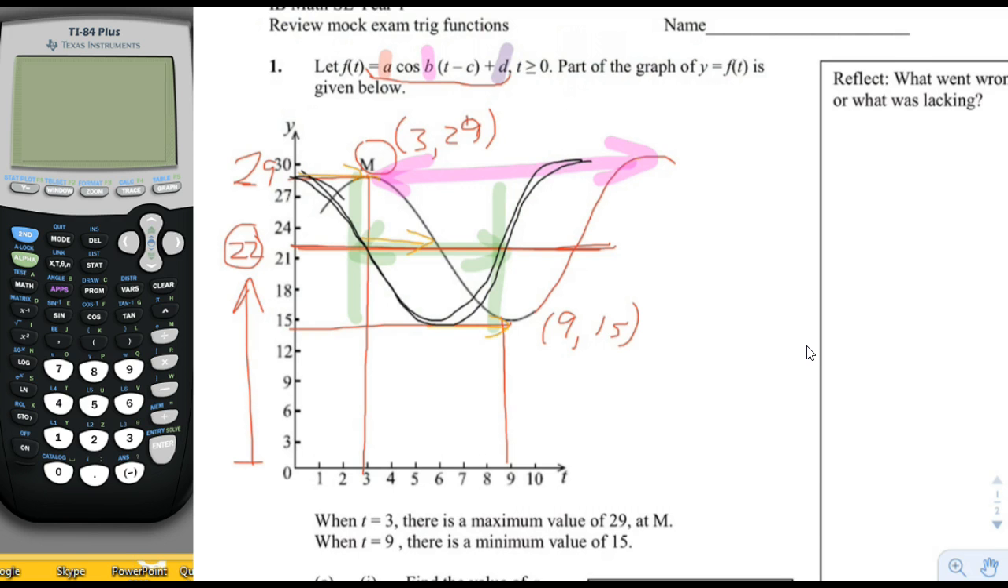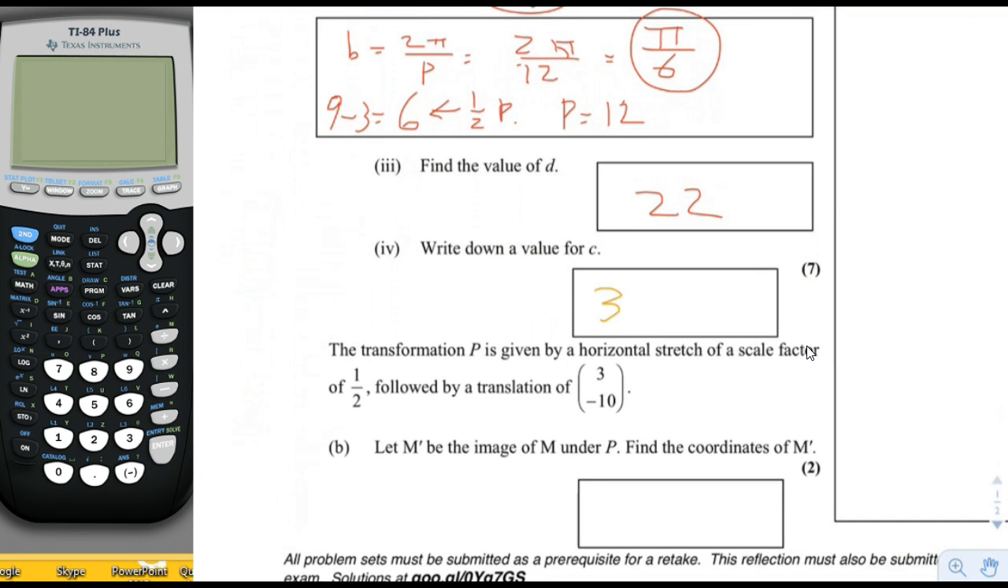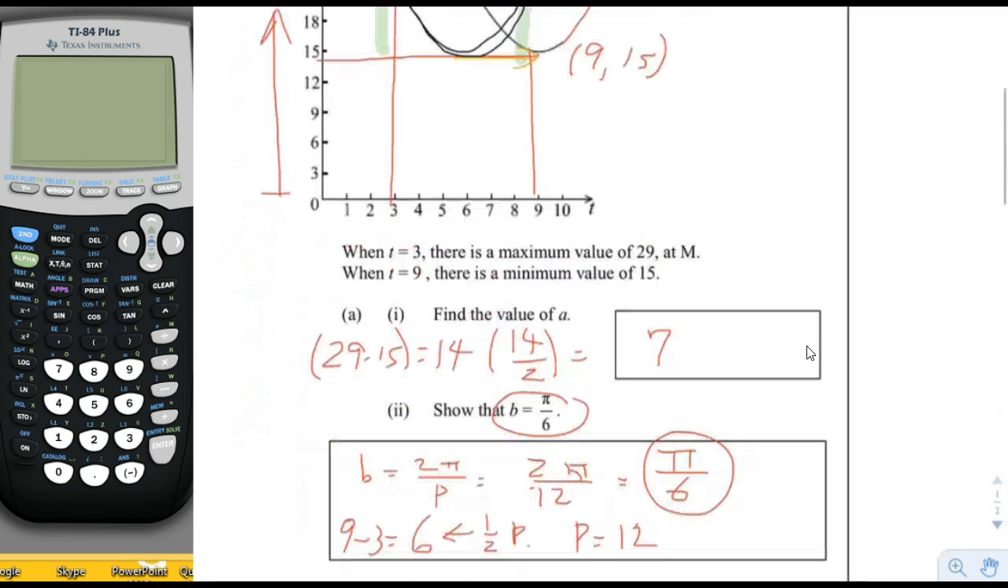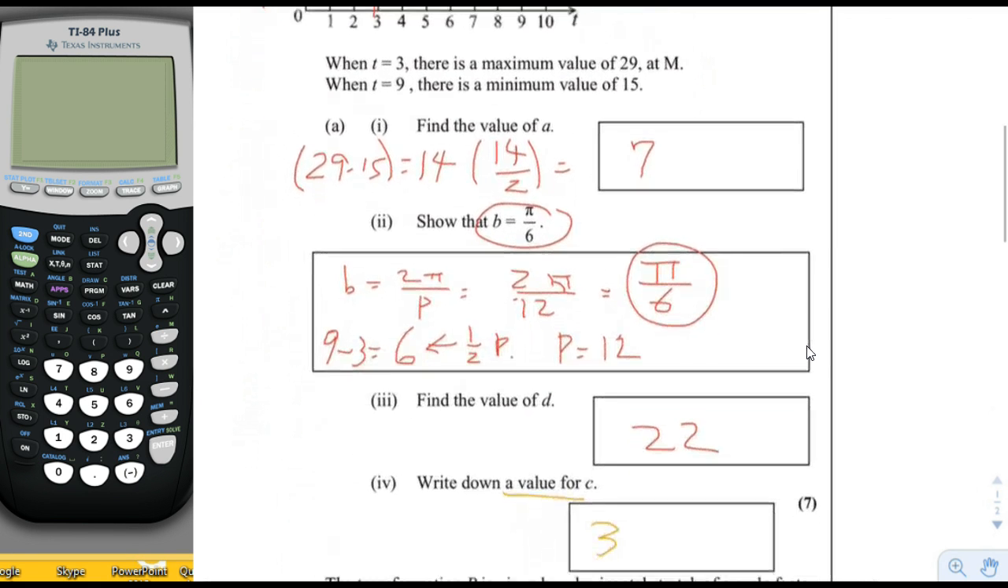Well, let's see. The easiest point to find, I think, is the maximum point. We know that the maximum point originally is at t equals 0, and now it's at t equals 3. So it looks like everything is shifted over by 3 units. So let's say that c is equal to 3. And it says a value for c because there are other possible values. For example, instead of shifting it over 3, you could shift it over 15, 12 plus 3, for example. So there's a lot of different values, but the smallest one is 3.